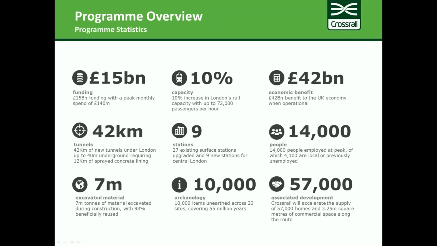So Crossrail accelerated the supply of 57,000 homes and 3.25 million square meters of commercial space. And this is a feature that big infrastructure projects that come on after Crossrail will seek to take advantage of.